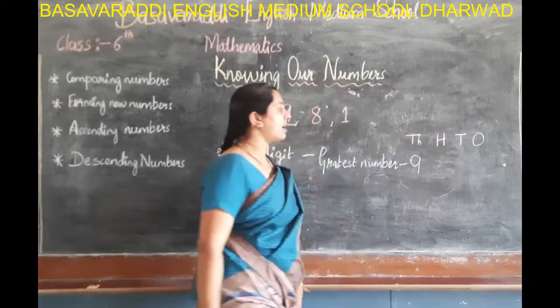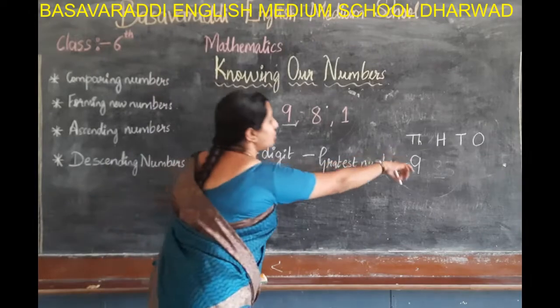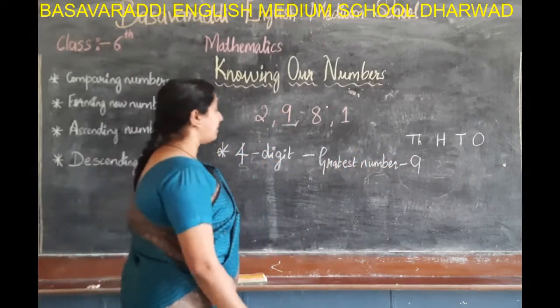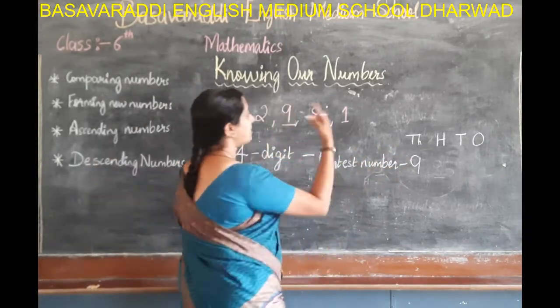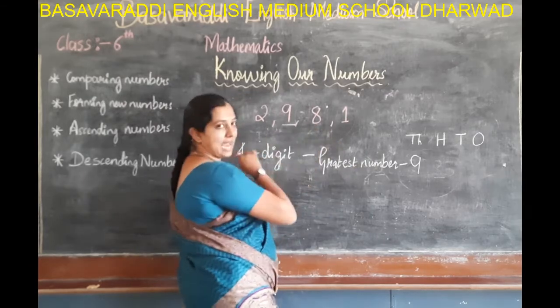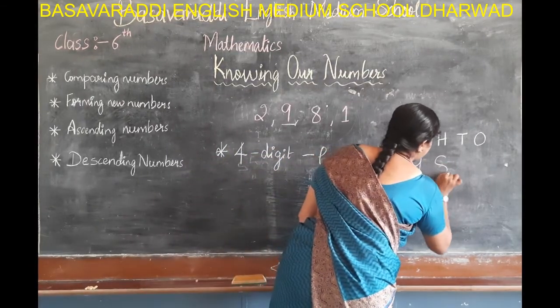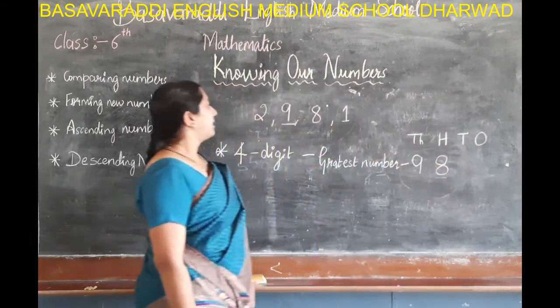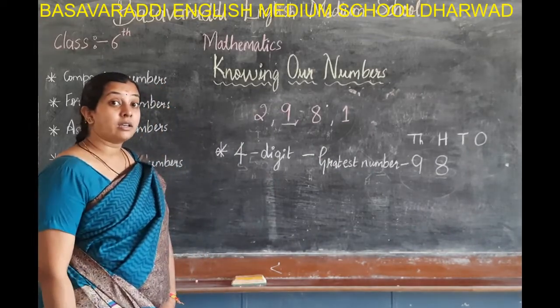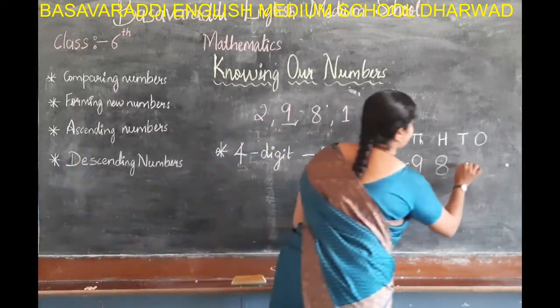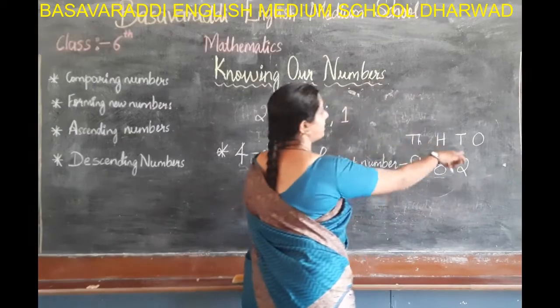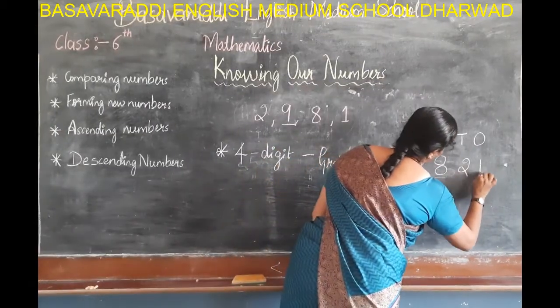Okay, thousands, hundreds, tens and ones. So at the thousands place I have 9. Then at the hundreds place, which is the next greatest digit here, 8. So I will write 8. Correct. Then next 2. Yes, we have 2, and at the ones place we have 1.